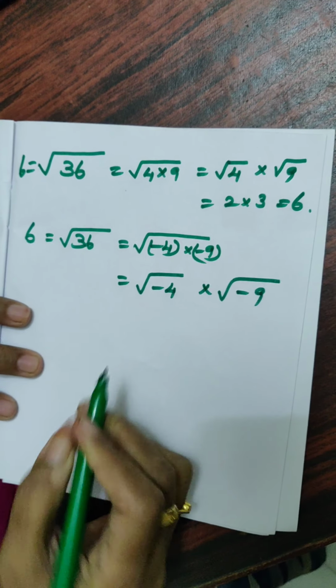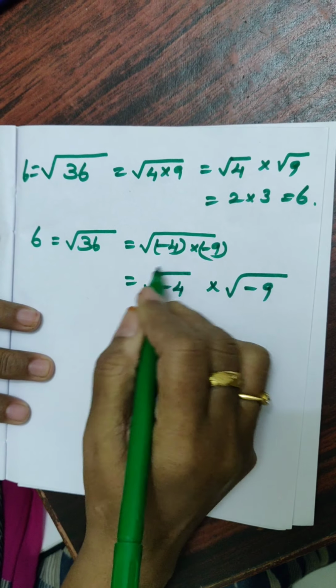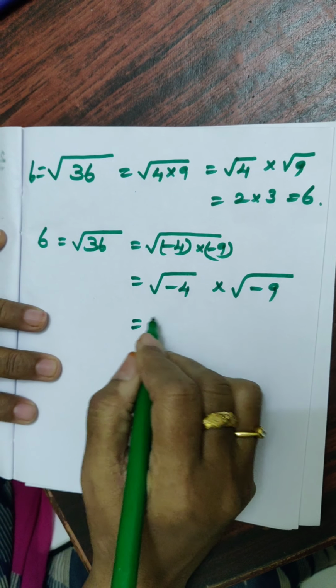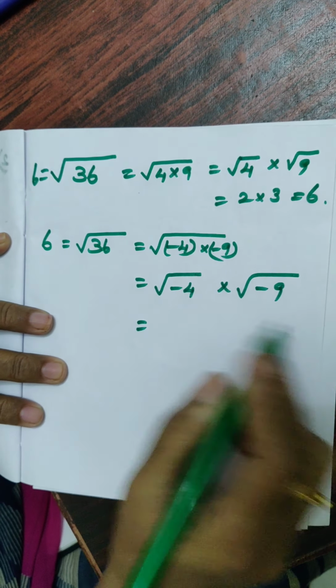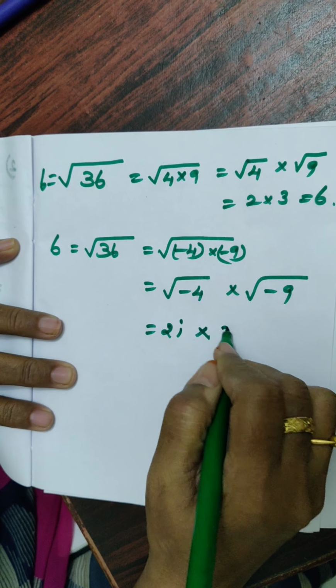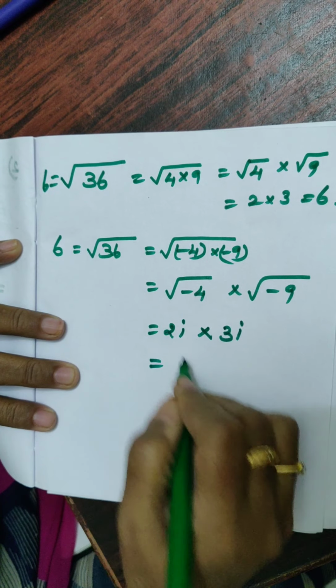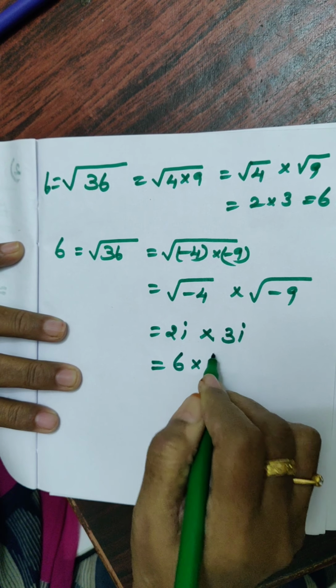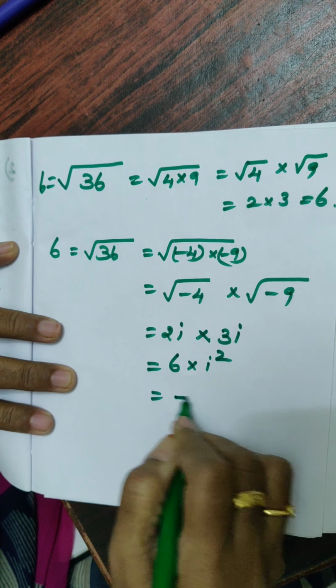So I can write this in the same way, root of minus 4 into root of minus 9. Already you know that in the square root, if you are having a negative number, we have to introduce a unit called i. So 2i into root of minus 9 is 3i. So the answer is 6 into i square. Therefore the answer is minus 6.